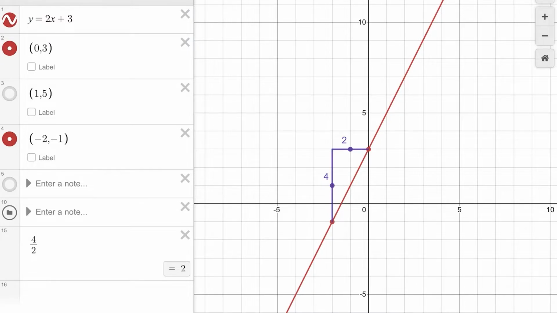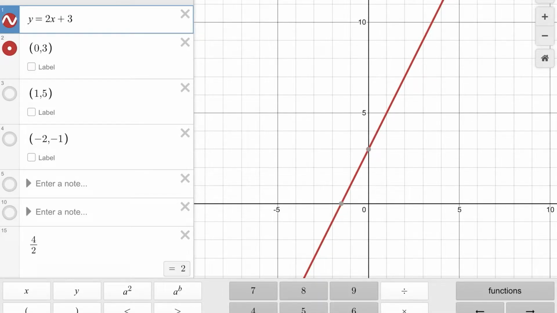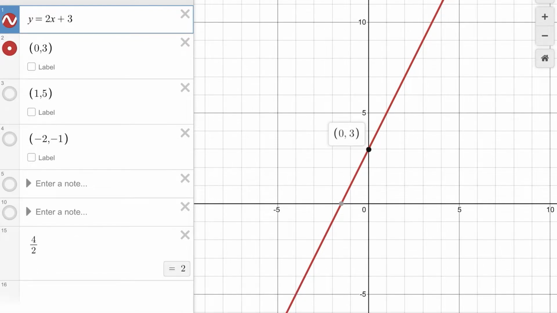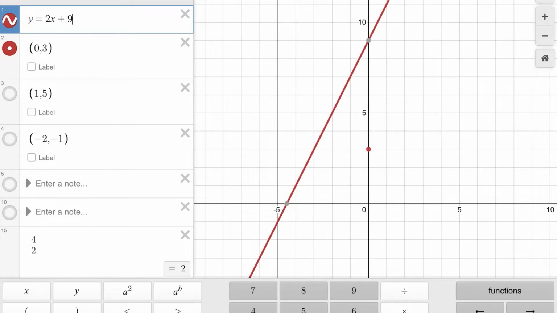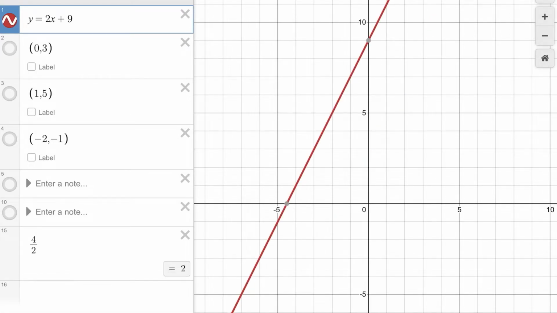Also, there's this point on our graph, (0, 3). It is not a coincidence that this point, the starting value, the initial amount, is also 3. Remember, wherever x is 0, the y is always going to be this value that we have here. If I were to change this to a 9, for example, then you'll see that this intersects the y-axis at 9.